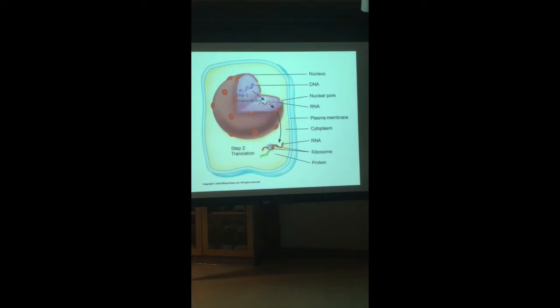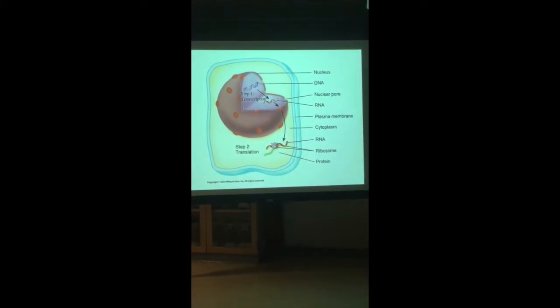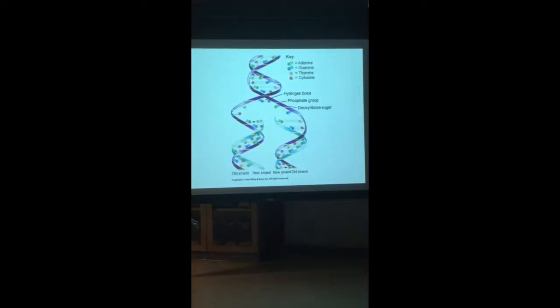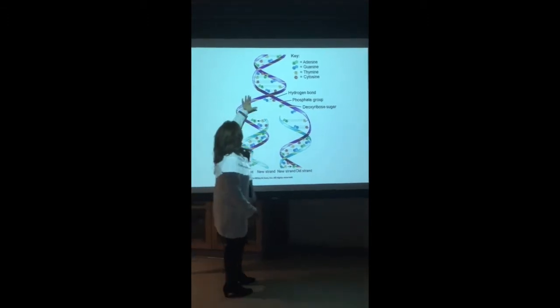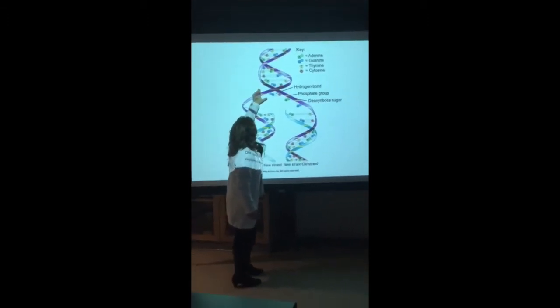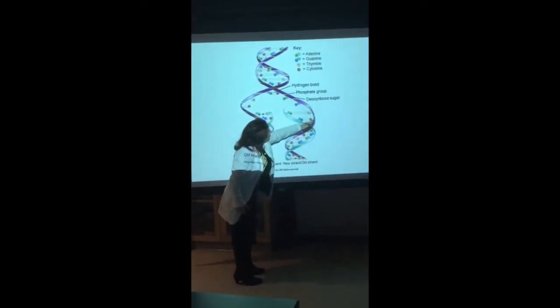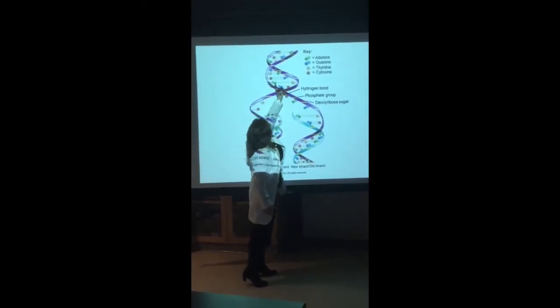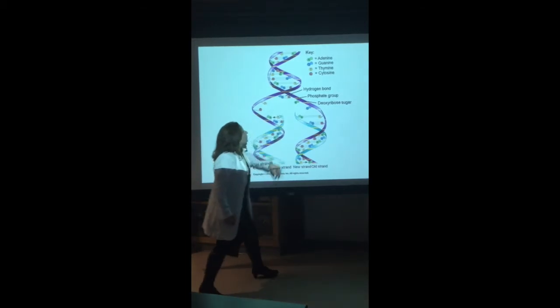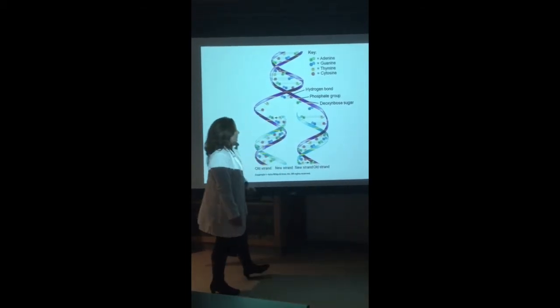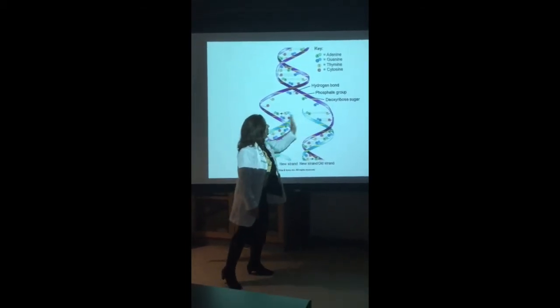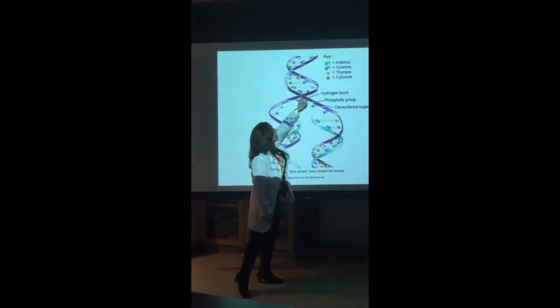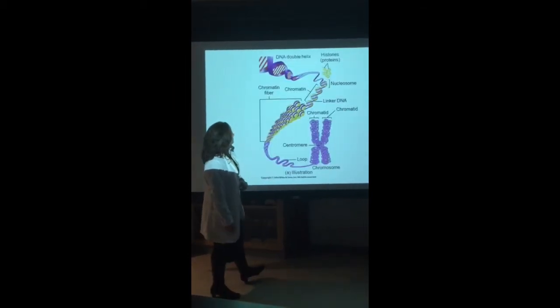So what happens is that this is what it looks like in a diagram form. And you can see this sugar, phosphate, sugar, phosphate, sugar, phosphate. C goes with G, C, G, A, T, C, G. That's how it works. And those are the 4 bases right up there. Okay? The 2 strands are held together by hydrogen bonding, which are pretty weak.